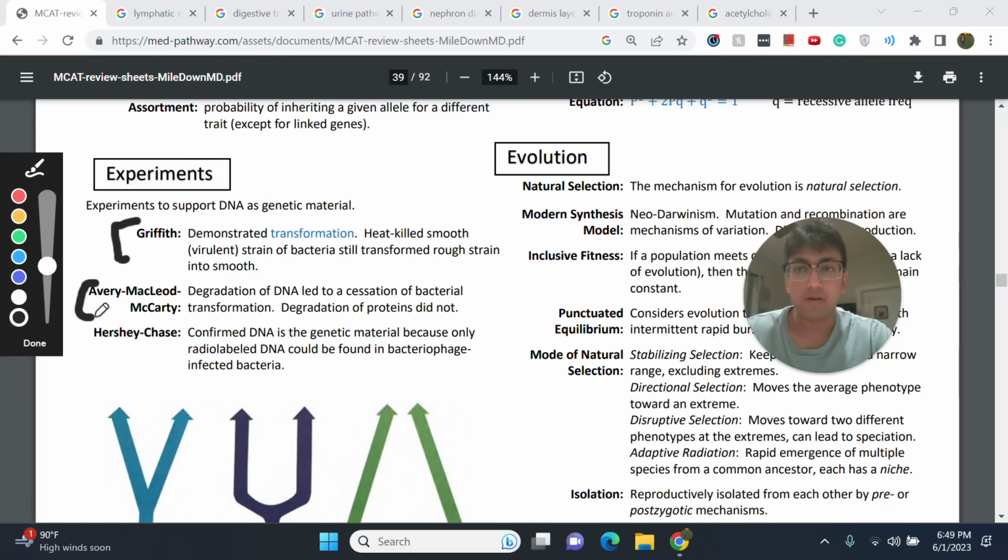Avery, McLeod, McCarthy basically showed that the degradation of DNA led to a cessation of bacterial transformation, but when you degraded proteins, it did not. So it showed that DNA was the thing that was being transformed, not the proteins. And lastly, we have Hershey-Chase, which showed that when you radiolabeled the DNA, that was the only thing that was being found in the bacteriophage-infected bacteria. So you inputted a lot of bacteriophages, and you saw that there was only radiolabeled DNA in that bacteria.